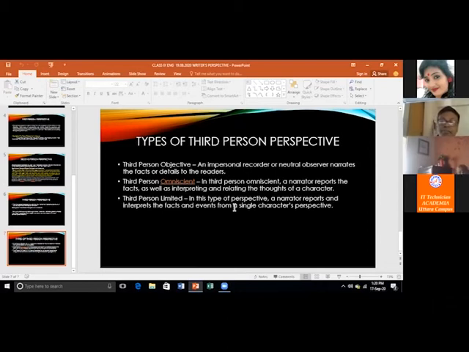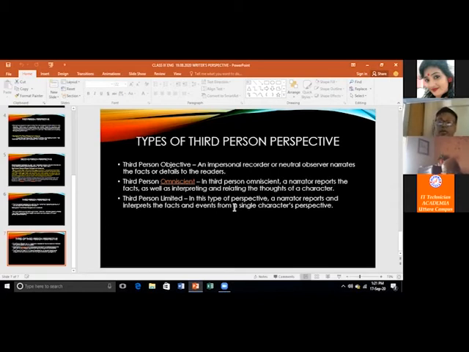And the third person omniscient, that means here the narrator reveals the thoughts and feelings not of a single character, but of more than a single character, maybe two characters, maybe three characters. When the narrator reveals the thoughts and feelings of two characters, three characters, or more, in that case we will have to think it to be third person omniscient.